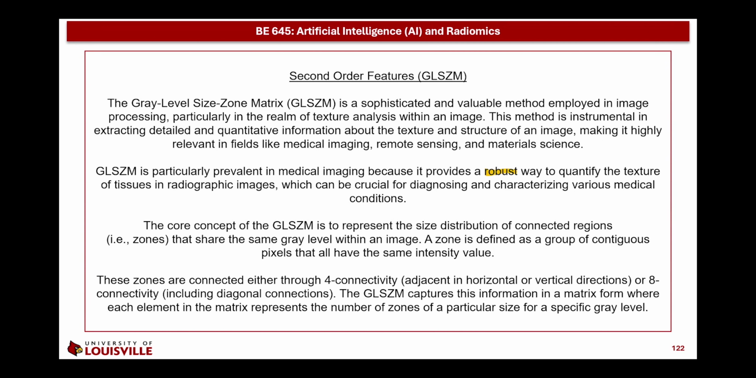The size zone matrix captures this information in a matrix where each element represents the number of zones or regions of a particular size for each specific gray level. So we can say for the intensity or gray level 5, we have a region that connects 5 pixels, or 7 pixels as an example.